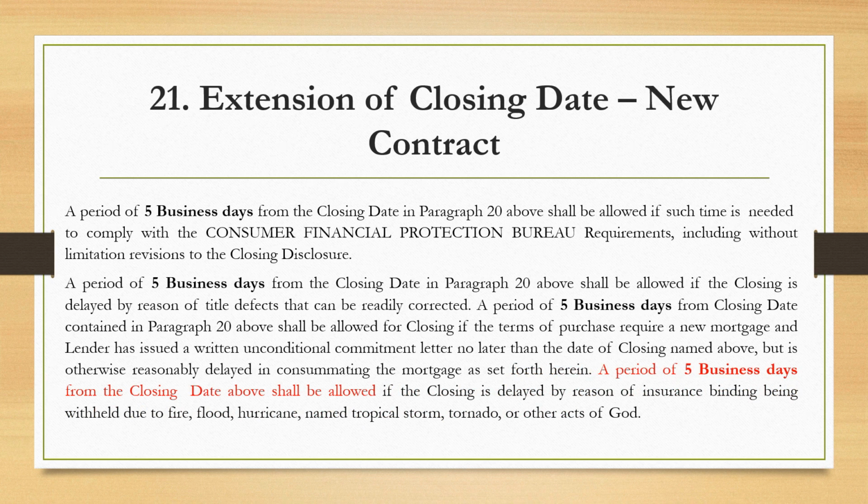Therefore, under the new contract, we deleted the reference to paragraph 20. So now you've got, under these words in red, a period of 5 business days from the closing date above shall be allowed if the closing is delayed by reason of insurance binding being withheld due to those various casualties. So it's just a general reference to the closing date, not the closing date referred to in paragraph 20.